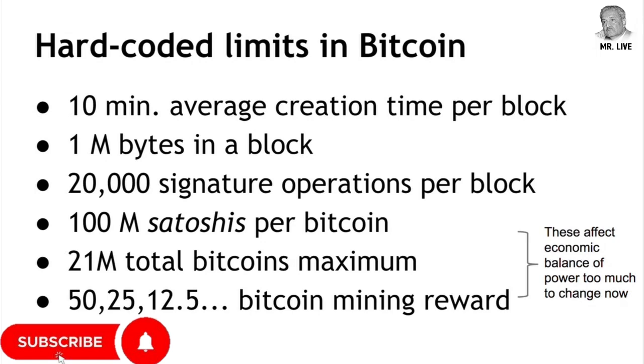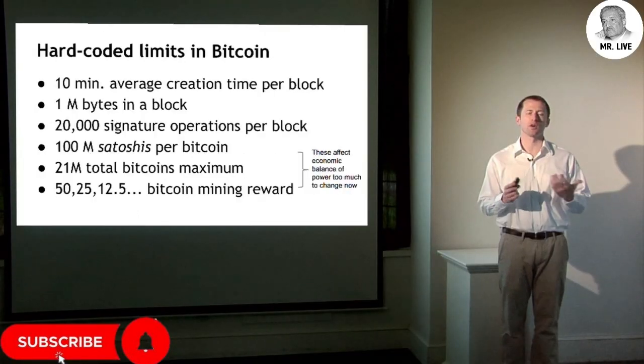So the most important limits are probably the limits on the average time per block, the size of blocks, the number of signature operations in a block, and the divisibility of the currency. The limitations on the total number of Bitcoins in existence, as well as the structure of the mining rewards, are very likely to never be changed because the economic implications of changing them are too great.